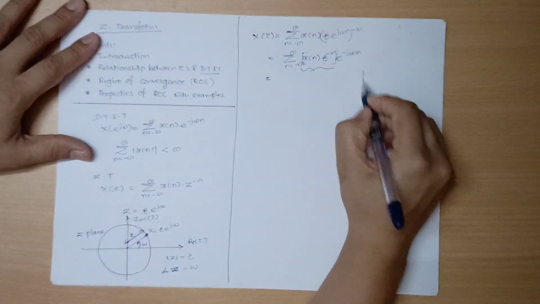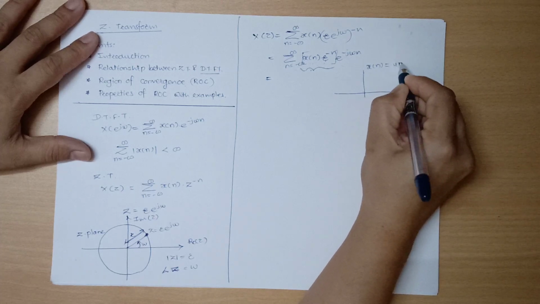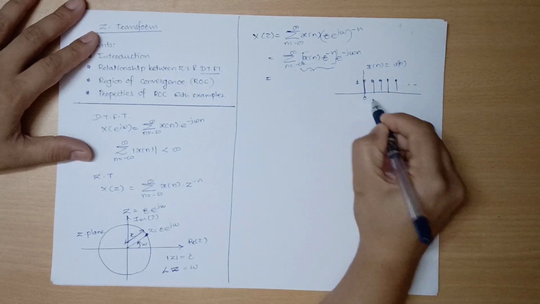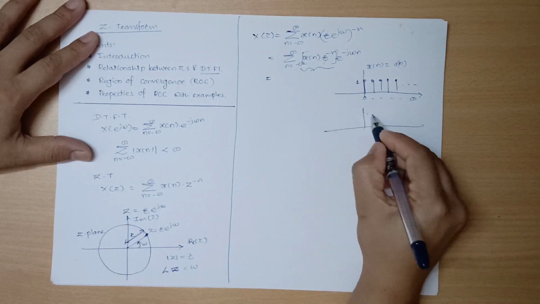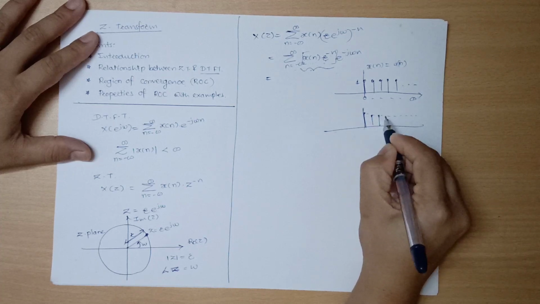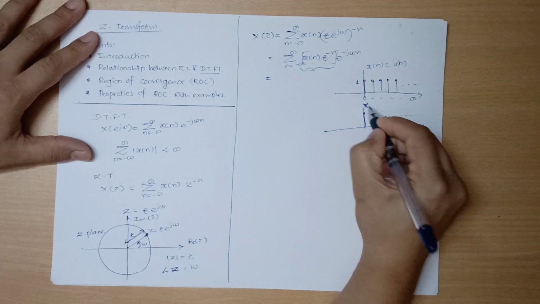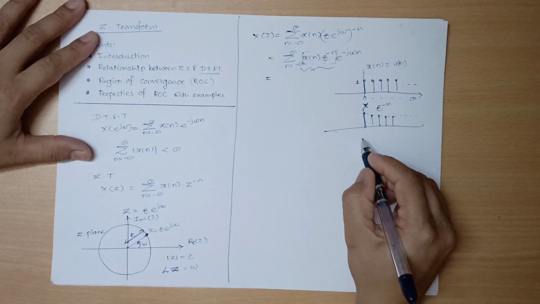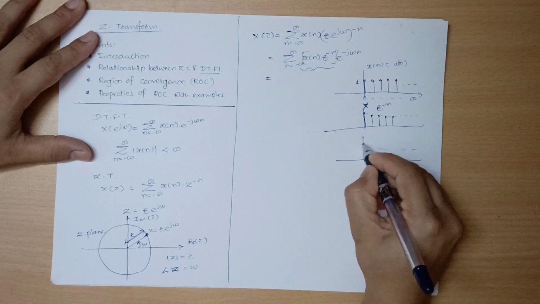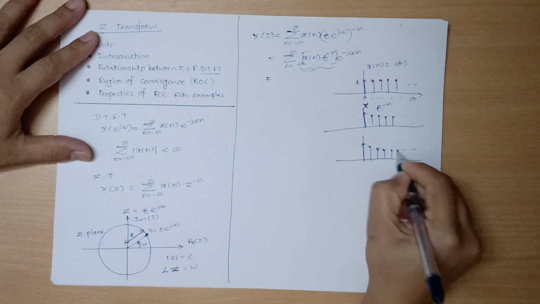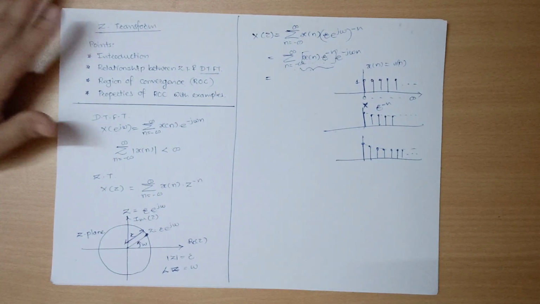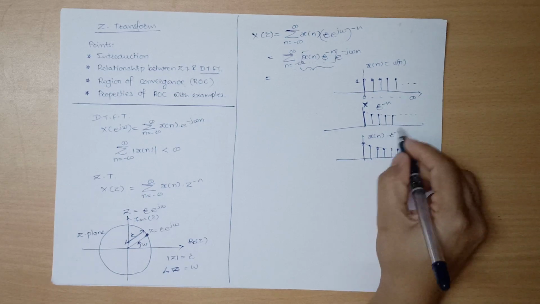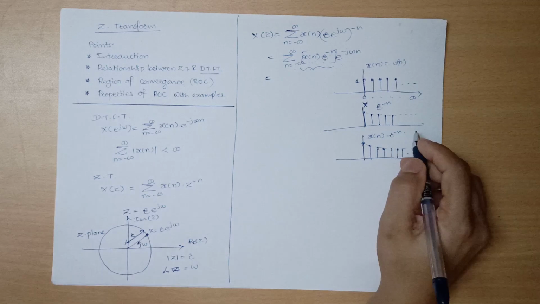Suppose we take the example x of n equal to u of n. You know that this signal is a series of ones starting from 0 to infinity. If you multiply this signal with an exponentially decaying signal like this, that is the multiplication of x of n with r raised to minus n, which is an exponential decaying signal, then when it is multiplied with this u of n, the signal becomes like this, and this becomes absolutely summable. This is like taming a wild signal. You want this signal to be absolutely summable, so that's why you are doing modifications by multiplying this signal with the exponential convergence factor.